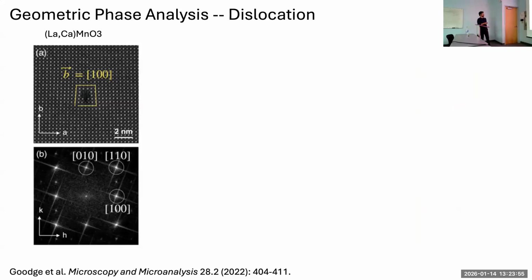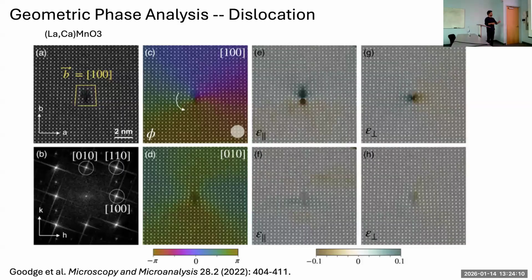This is lanthanum calcium manganite material, and you can see that we have a nice periodic structure, but in the middle of this image, we have a dislocation. So this is an edge dislocation in the crystal, and if we extract the phase, we can see that it winds around the core of the defect as predicted. And then if you take the gradient along the different directions, you can map, and unfortunately it does not look good on the projector, but there is a positive and negative, there's localized strain at this dislocation.